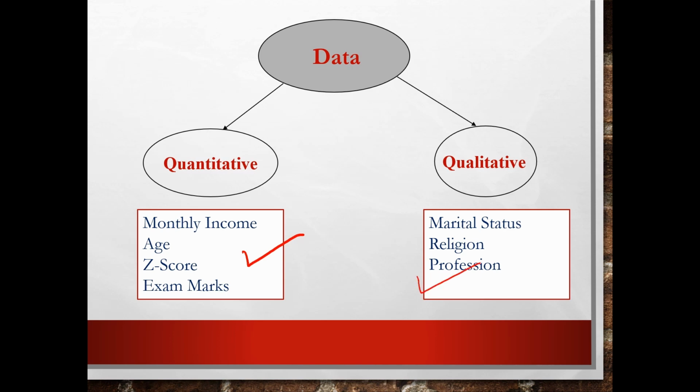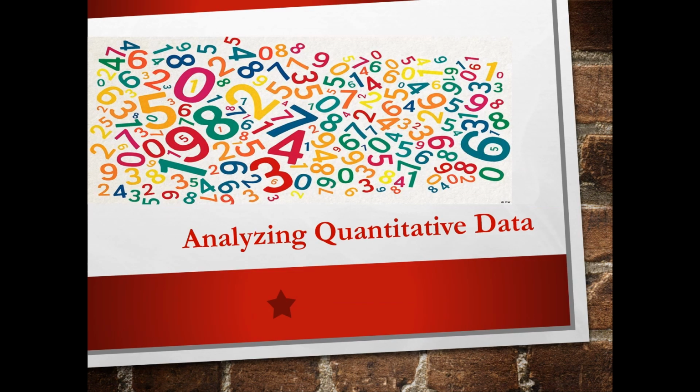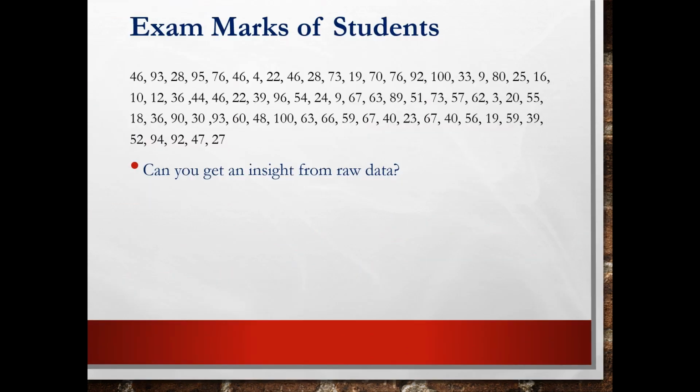So in a data set, or when you collect some data about people, animals, or any other entities, all the variables would either fall into quantitative or qualitative types. So first, we will learn methods for analyzing quantitative data, that is numerical data, where the data collected is numbers. For example, let us consider you collected the exam marks of the students in your class. So you would have quite a big lot of numbers like this.